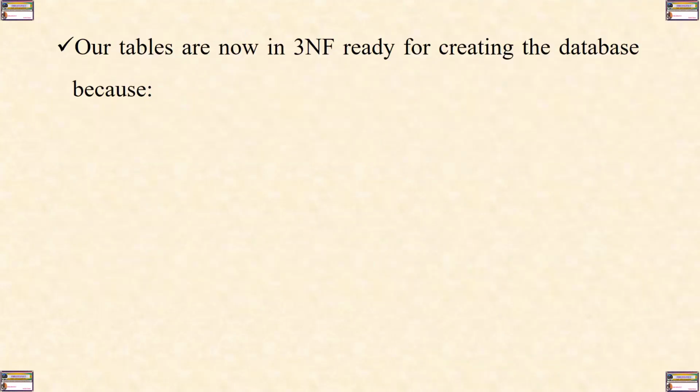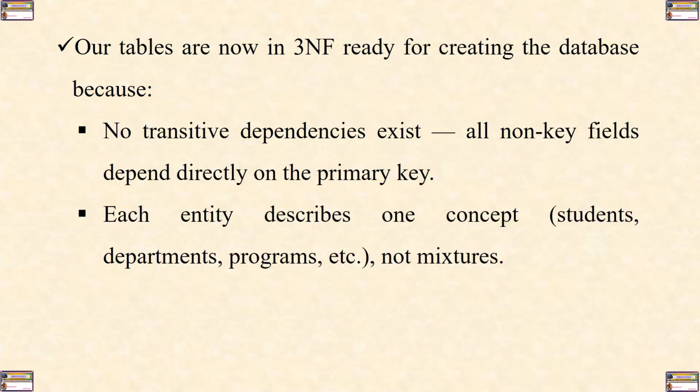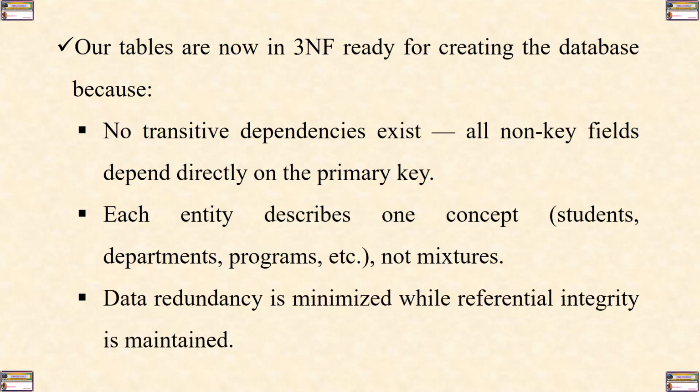Therefore, our tables are now in that normal form, ready for creating the database because, number one, no transitive dependencies exist. All non-key fields depend directly on the primary key. Each entity describes one concept: students, departments, programs, etc. If it's a table about the students, it's the students. If it's about program, it's the program. And if we have to show a link of that information to another table, we only introduce a field which contains the identity. That is an ID.